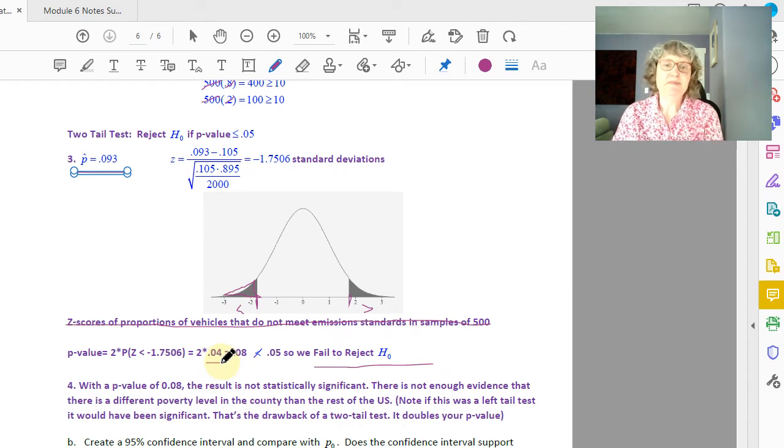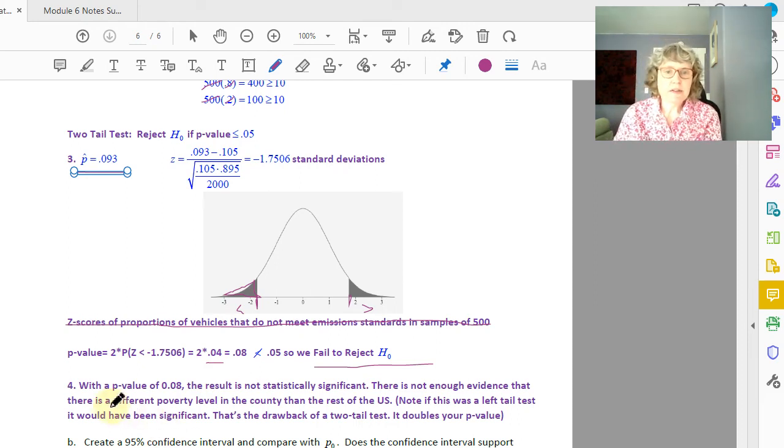So it's better to specify a direction in advance. You can get away with a smaller p-value that way. Or I should say, if you do a two-tail test, it doubles your p-value. So you really have to be within half of that.